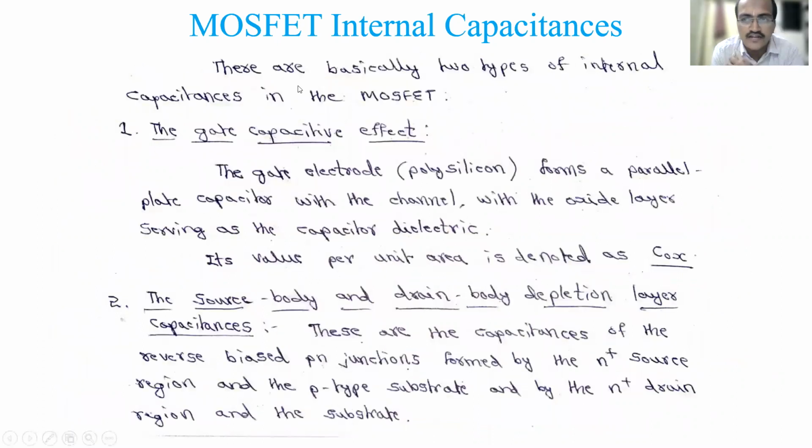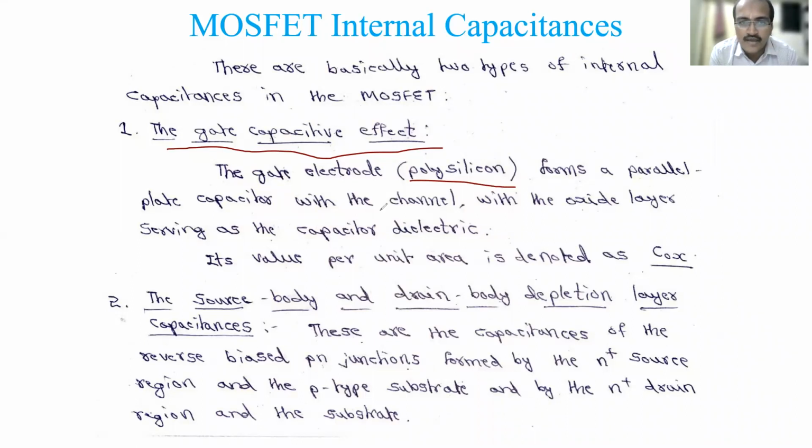There are basically two types of internal capacitances in the MOSFET, and we will look at these two types. One is the gate capacitive effect, which we'll look at in detail. I will just mention it now, and later detail how we calculate and determine it. The gate electrode I showed you in the diagram is normally made of polysilicon.